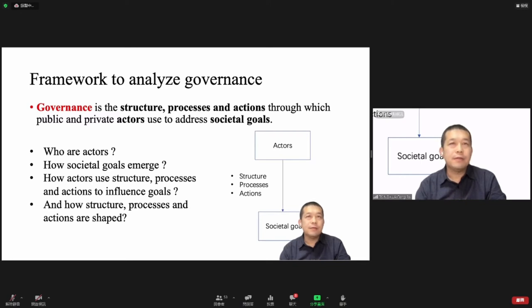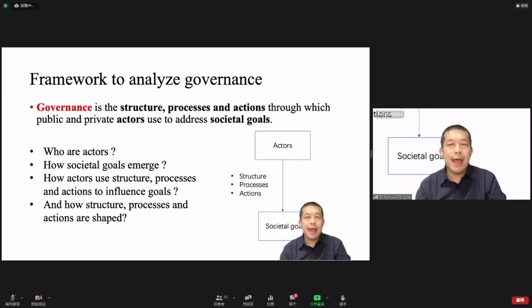And the third component is about how the actors interact with these goals, which could include structure, processes, and actions. So what are those structures, processes, and actions to actually interact with this goal? And how do actors use those structures, processes, and actions to influence the goal? That is the framework we will use to analyze the governance.